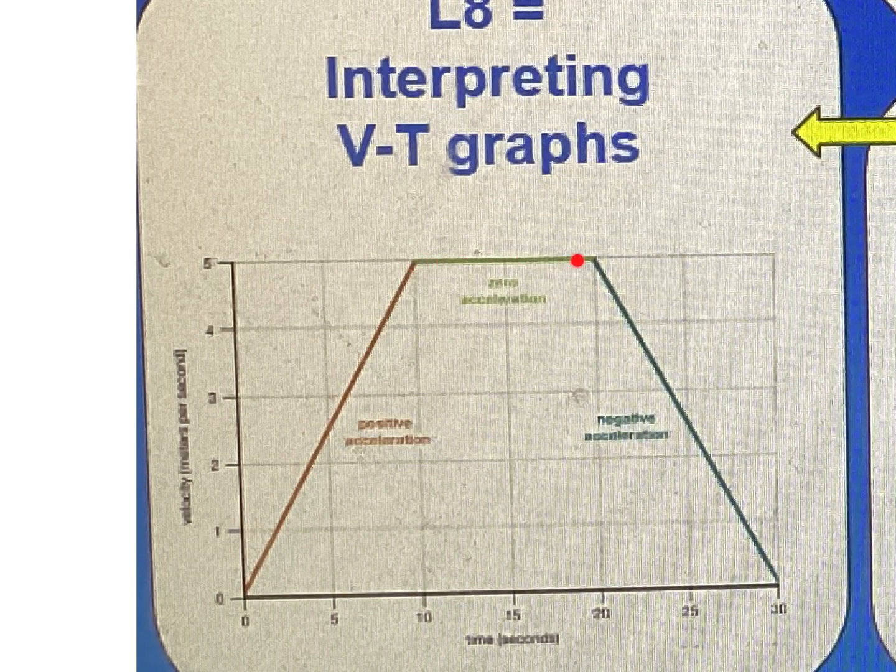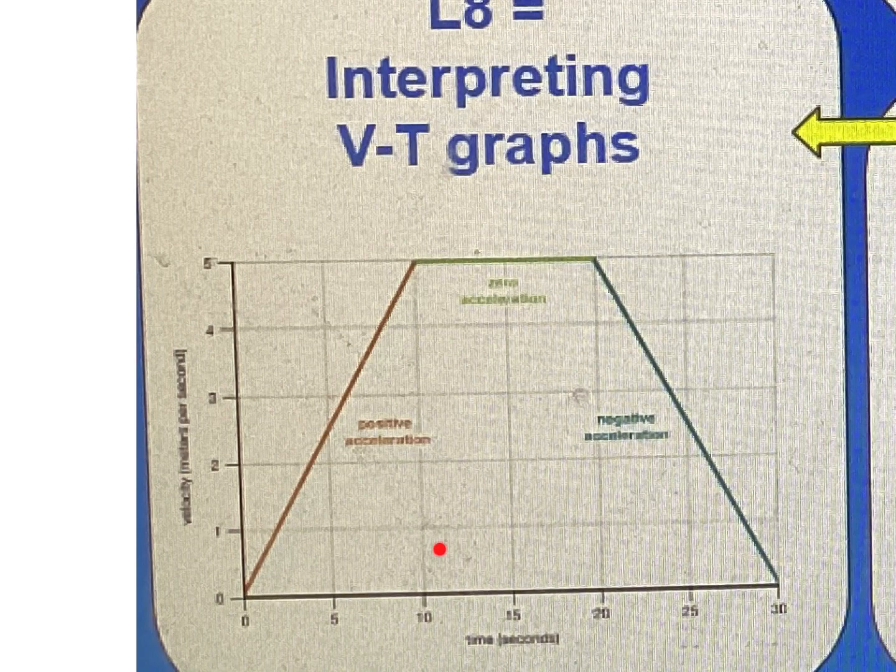This line here doesn't represent stopped anymore because 0 meters per second is down here. So this tells us it's doing 5 meters per second for this amount of time. And then it decelerates back at a constant deceleration.